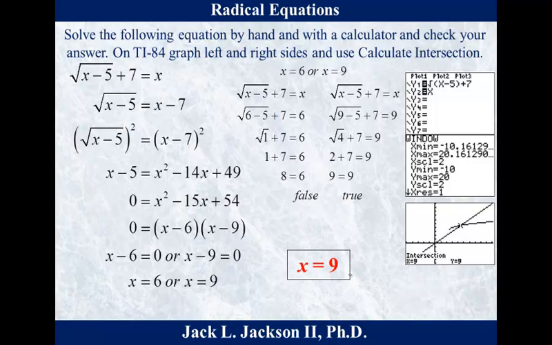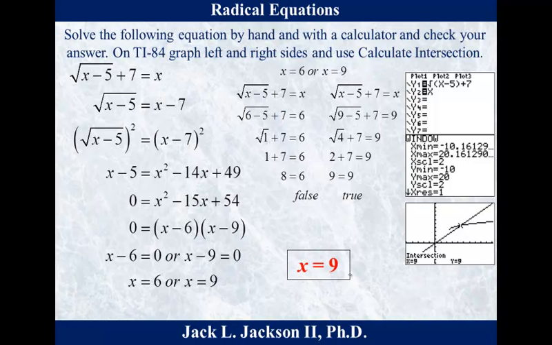Okay, so if we check x equals 6, we plug that in for x, and we get 6 minus 5 is 1. Square root of 1 is 1. 1 plus 7 is 8. 8 equals 6. That's false. So that does not check. When we plug in the 9, now remember there's a 9 on the right side in place of x, and also 9 under the radical. And so we get 9 minus 5 under the radical. That's going to be 4. The square root of 4 is 2.